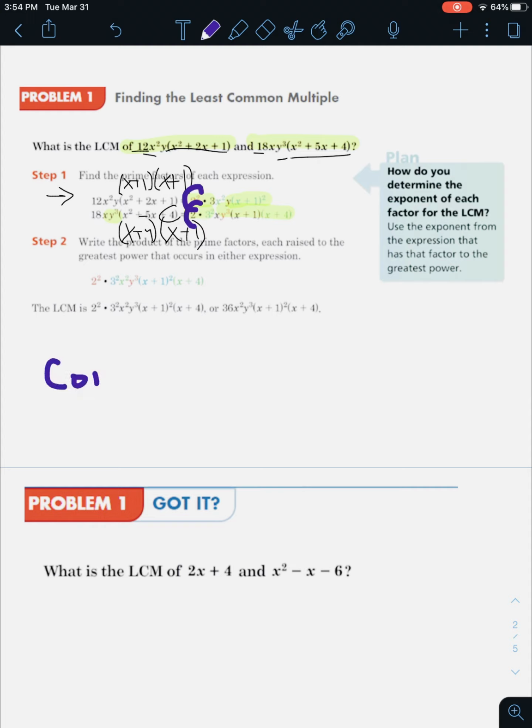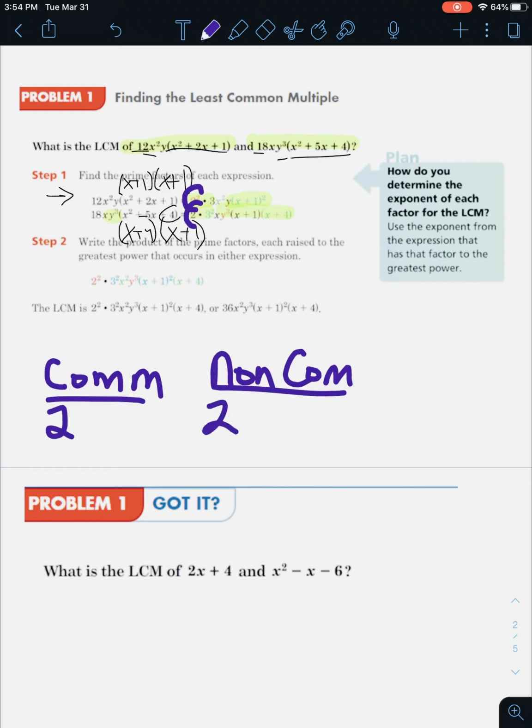Let me show it this way. Common and non-common. You would have a 2 that's common and a 2 that's not common because the top one had an extra 2. There's a 3 in common, but there's another 3 in the bottom one. That's not in common, so you have 3. And then you have a y in common and an x in common. But there's another x on top, and there's 2 more y's, or y squared, on the bottom.